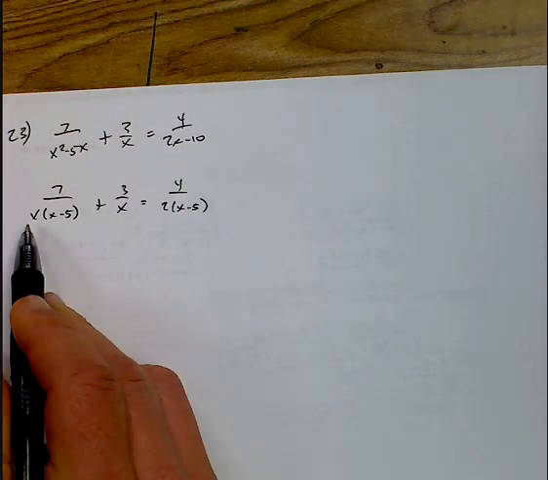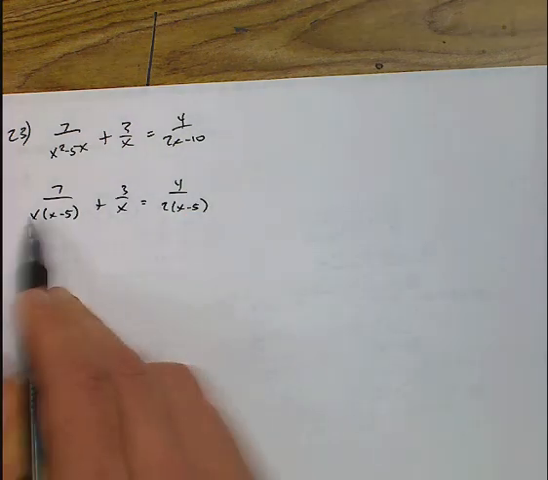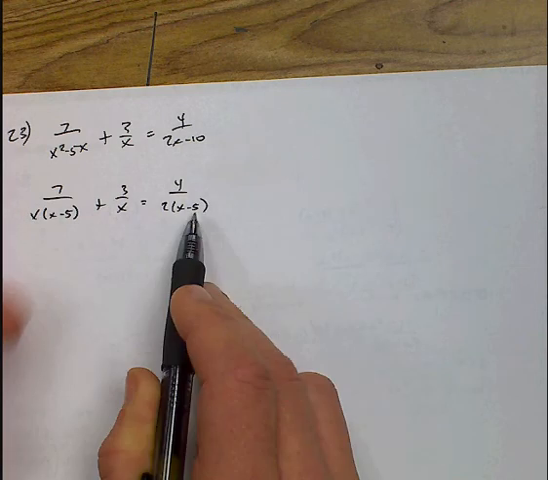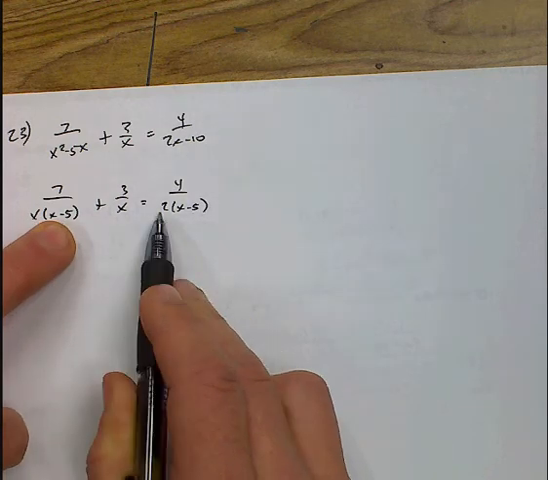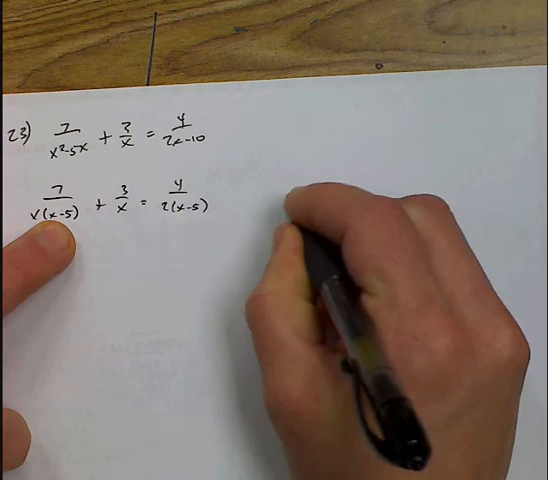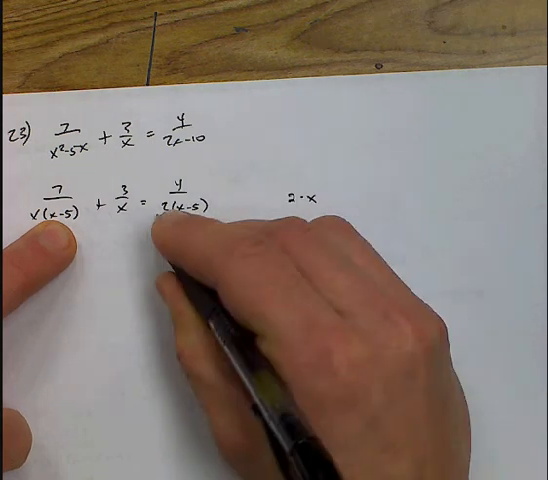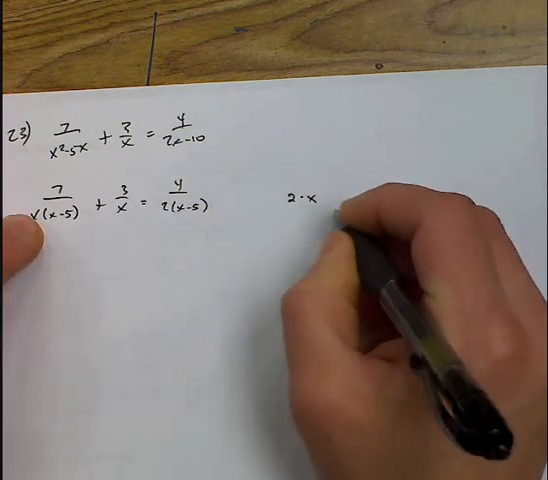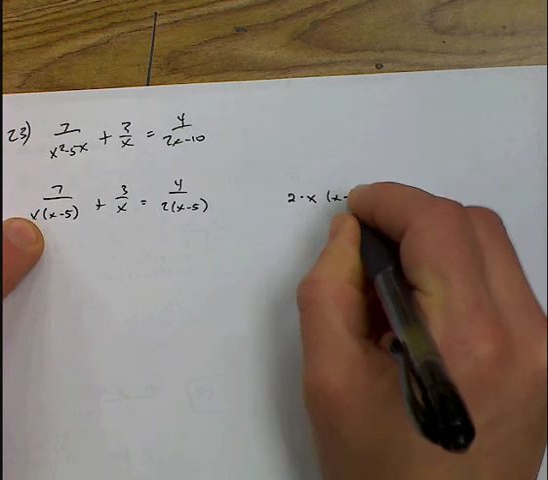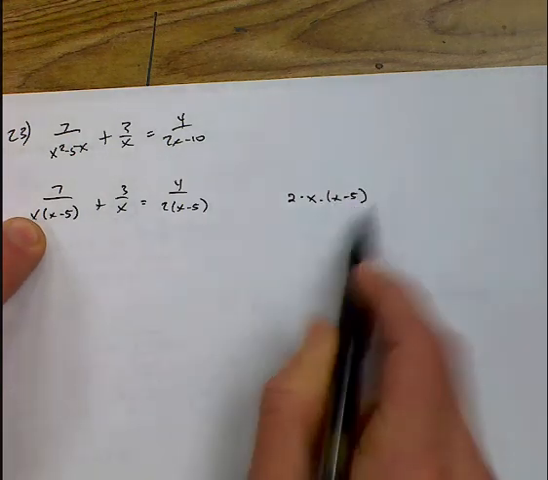So I can see that these two have part of their denominators the same. They both have x, and these both have x minus 5, and this one's the only one with a 2. So if I want to get a common denominator, I'm going to need a 2, I'm going to need an x by itself, and then I'm going to need an x minus 5.